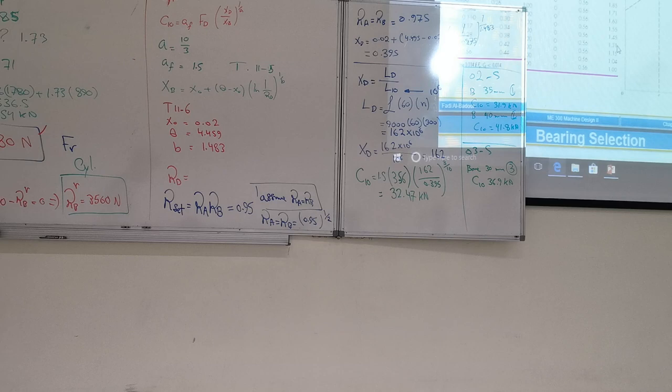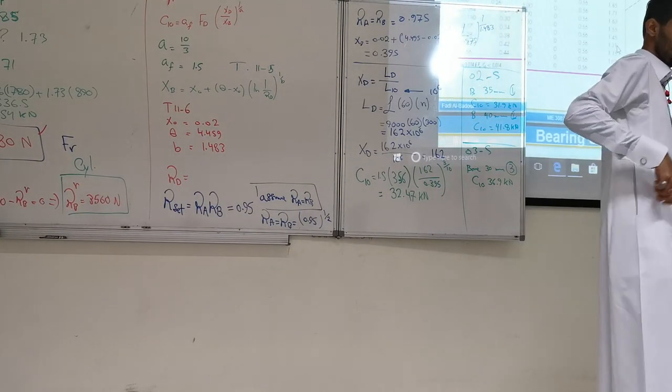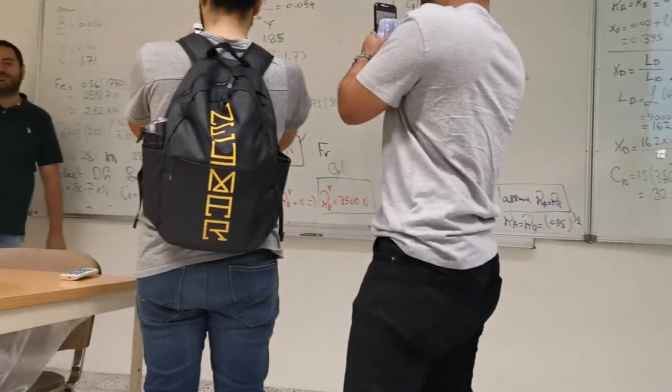Could you explain why you choose 40 again? Because this one is 40. So it is cheaper to make the shaft to the same diameter, 40.